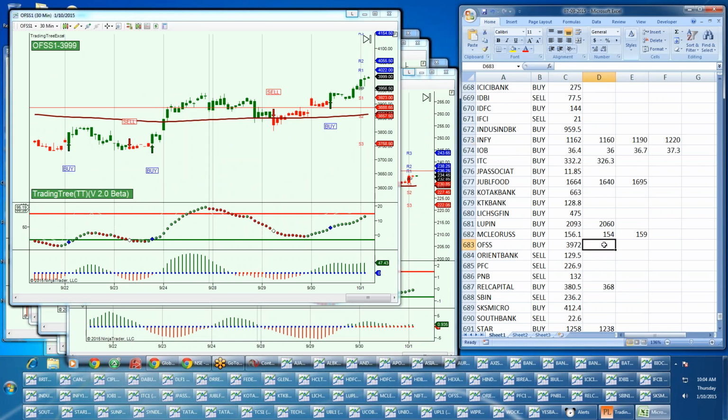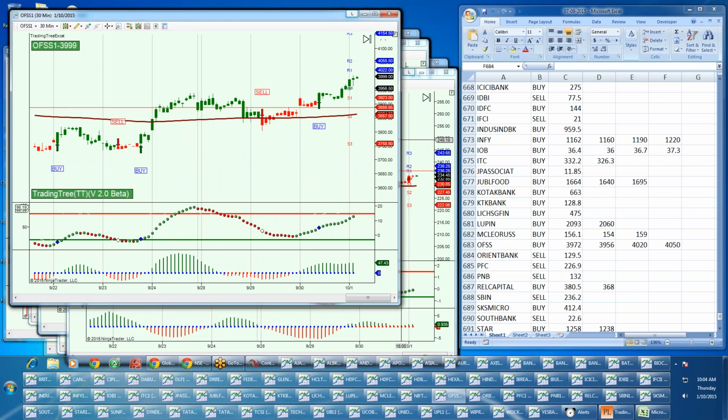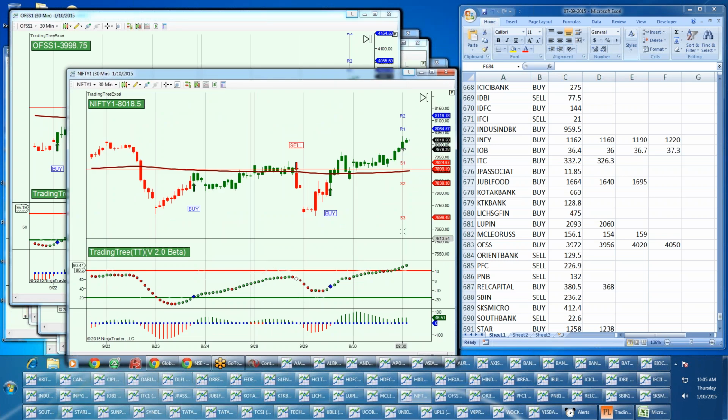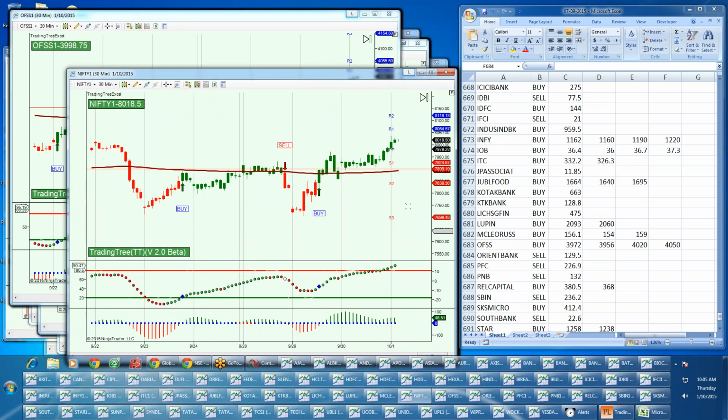First 3972 is our entry, 3956 will be my stop loss. My next target will be 4020 and 4050. That's on intraday basis. Now in case it goes beyond that, we can just keep trailing our stop loss till it reaches 4150. So 8064 is the resistance for Nifty.